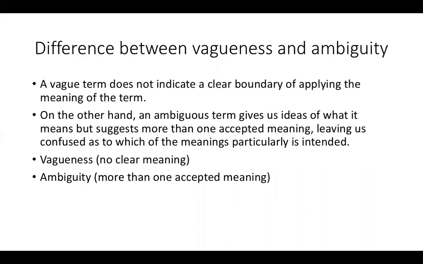Now, what is the difference between vagueness and ambiguity? A vague term does not indicate a clear boundary of applying the meaning of the term. On the other hand, an ambiguous term gives us ideas of what it means, but suggests more than one accepted meaning, leaving us confused as to which of the meanings particularly is intended. So in summary, vagueness means no clear meaning. Ambiguity means more than one accepted meaning.